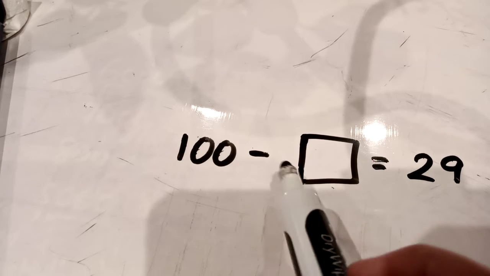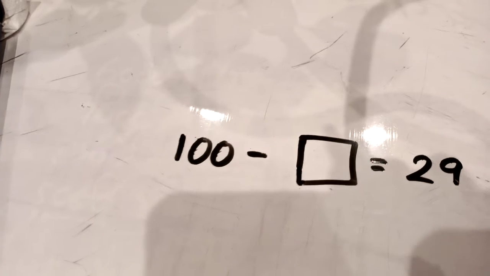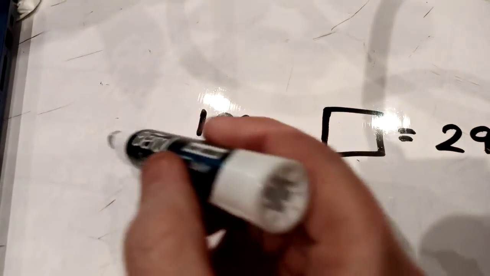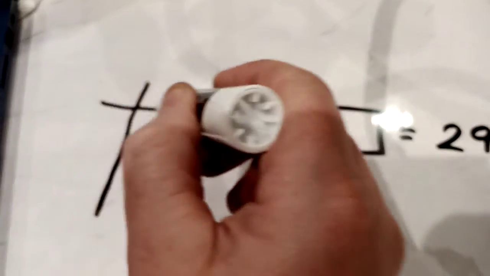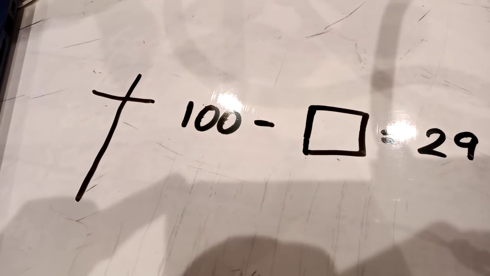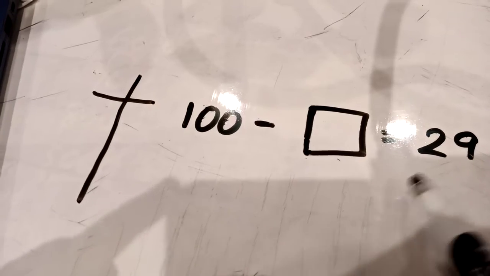So 100, which strategy do we use for friends to 100? Do you remember? It's the sword strategy, isn't it? It's the sword strategy. So here we go. Which number are we going to put in our sword? That's right, it's going to be the 29.